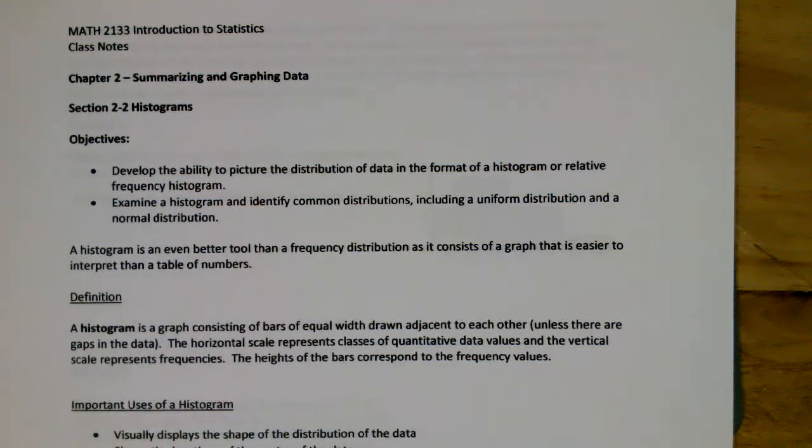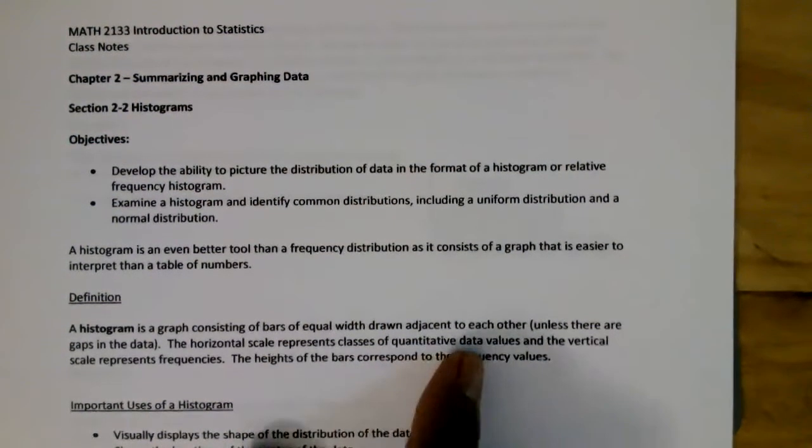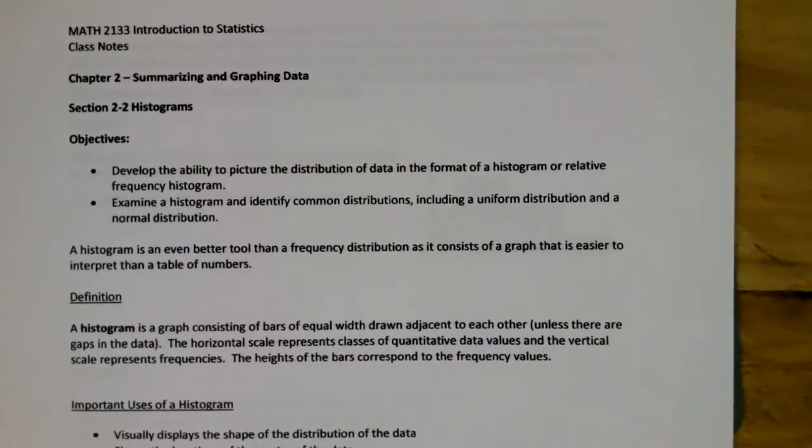Okay, so a definition of a histogram is a graph. It consists of bars of equal width drawn adjacent to each other, unless there are gaps in the data. The horizontal scale will represent classes of quantitative data values, and the vertical scale represents frequencies. Now, I do need to explain what quantitative data is. That's simply numerical data. So here we're just going to be dealing with numbers in our data set. The heights of the bars correspond to the frequency values.